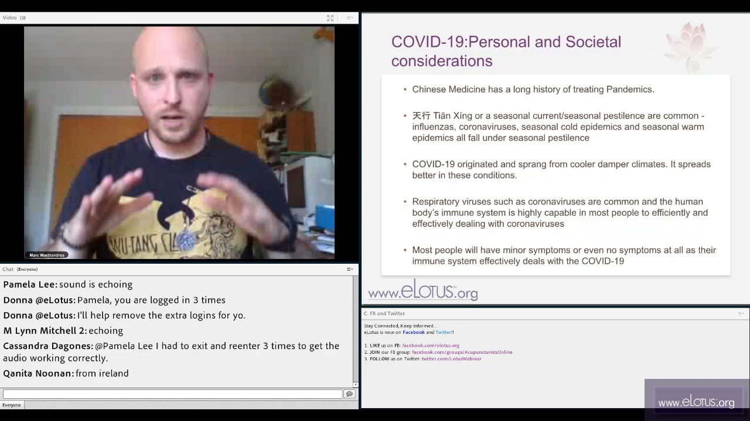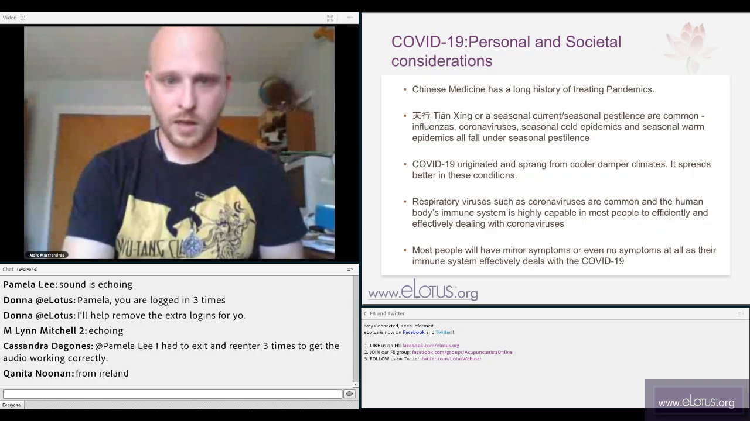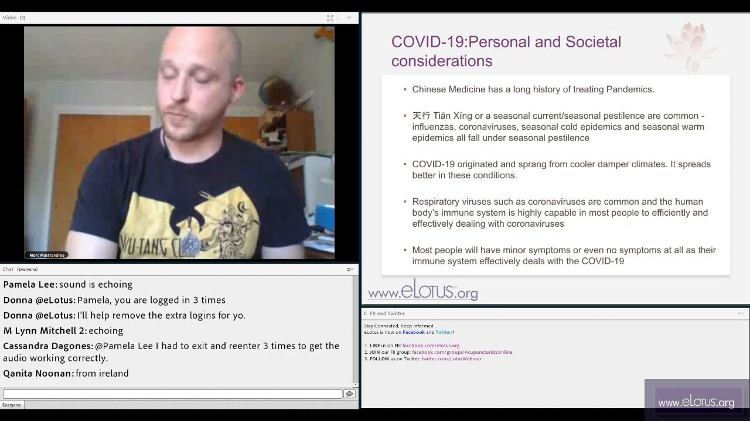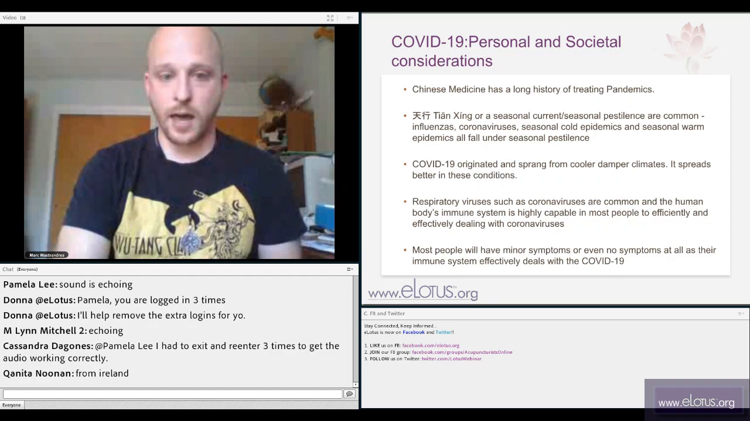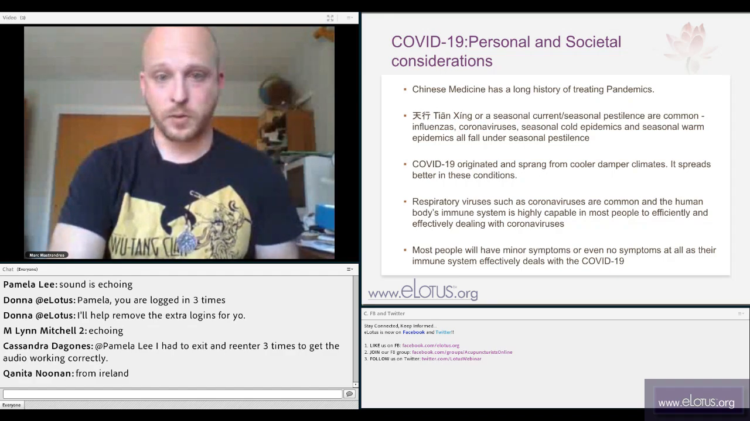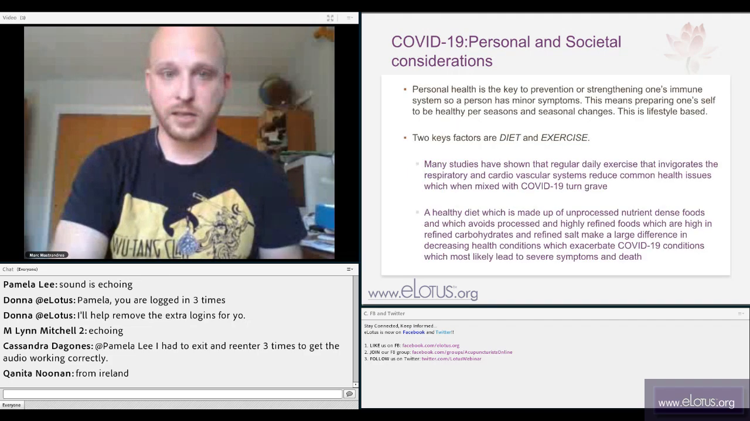So, to calm and quell some of that fear, because you are all going to eventually see this one day: most people will have minor symptoms for COVID. Most of the people you will see may be minor, and that's okay. That's totally fine. And there will be some people who have severe symptoms, but most people's immunity will deal with this.